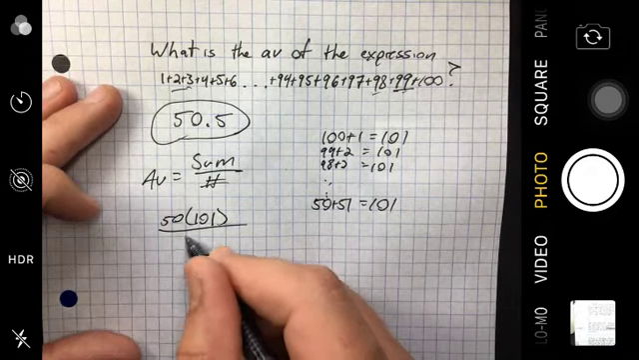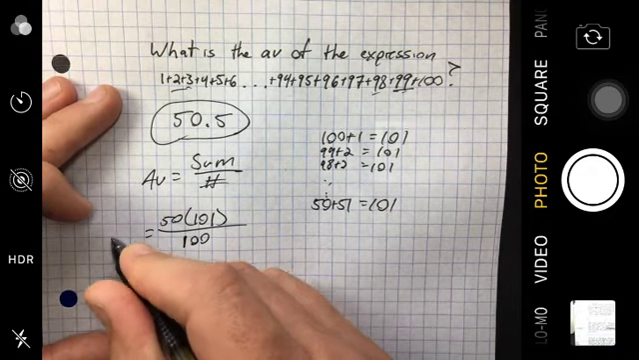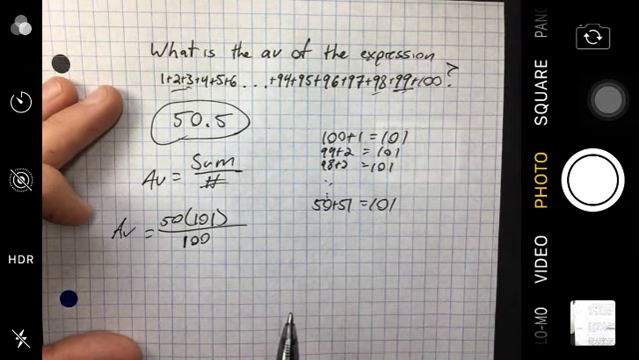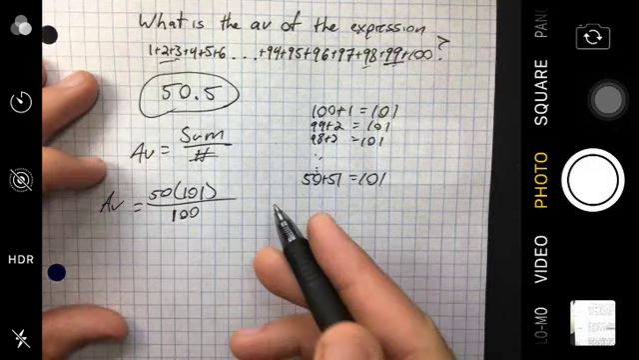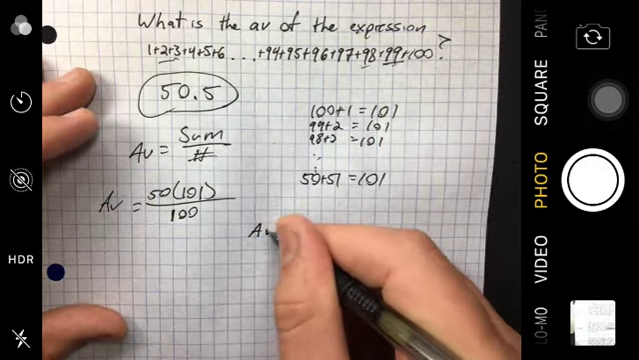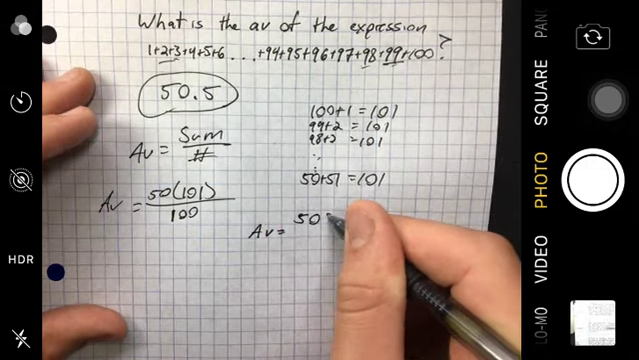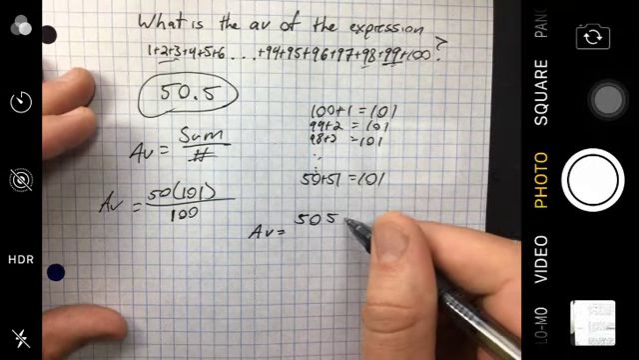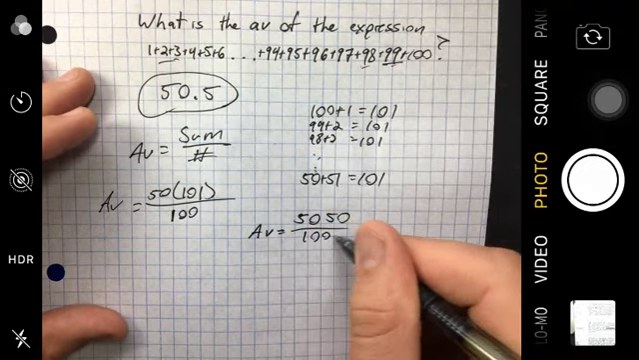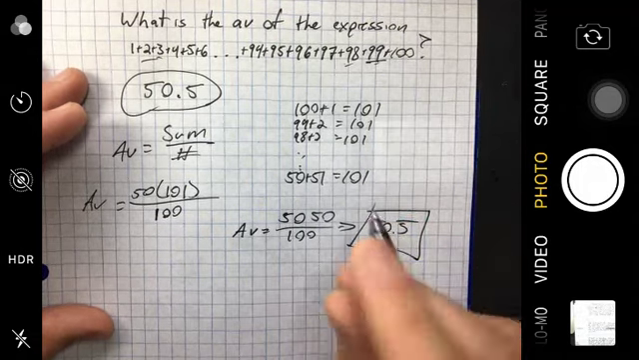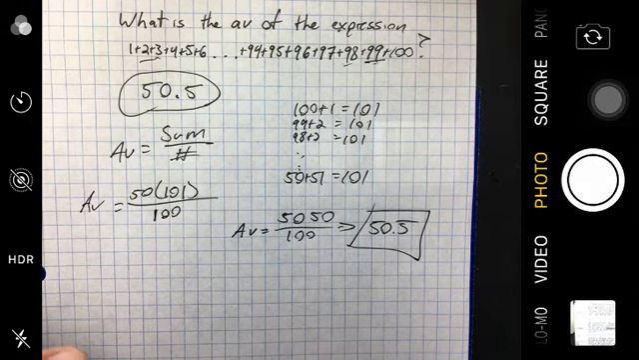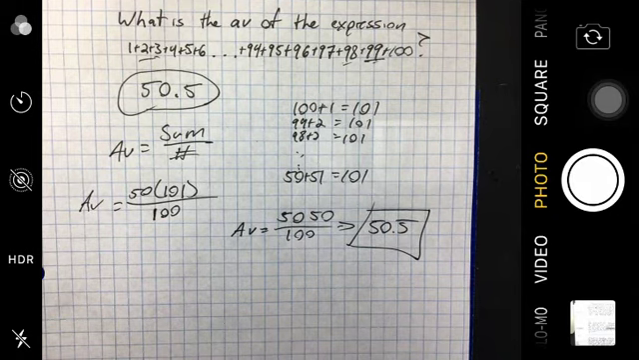Now, the number of terms is going to be 100, and that's going to equal our average. And a lot of people pointed this out. So what we end up getting is our average is 50 times 101 all over 100. So our average is going to be 50.5, just like Tony said. Very nice, dude. That is slick, bro. That's really nice.